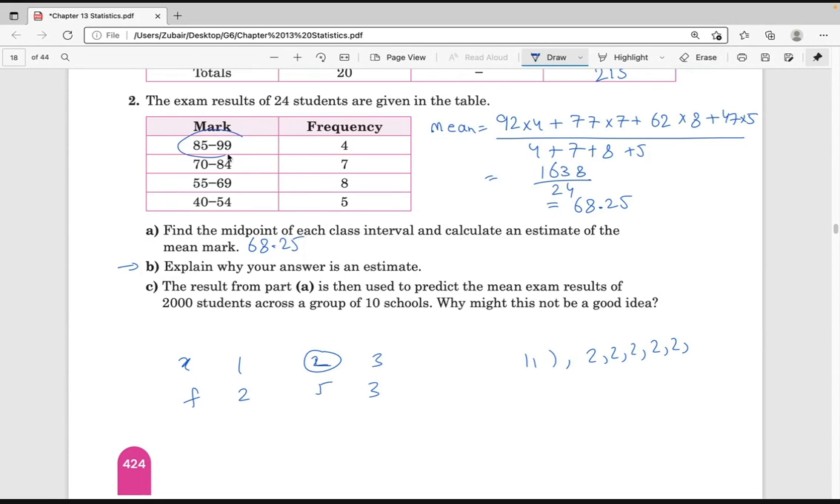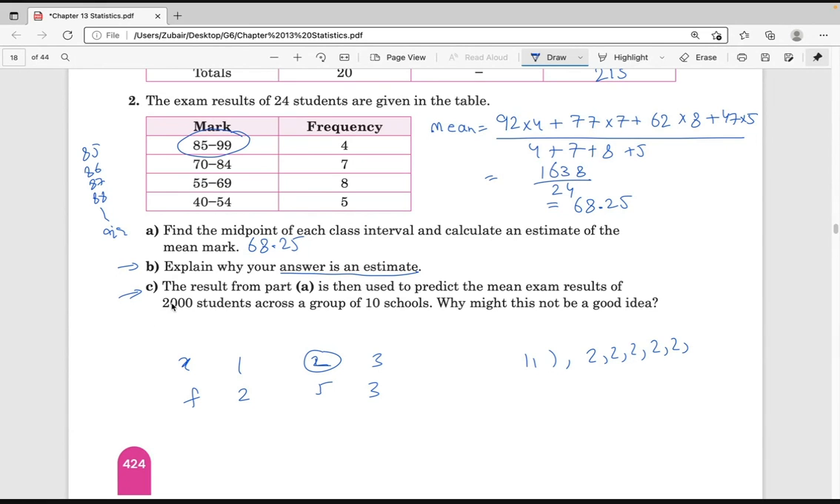But when I look at this class 85 to 89, I never know the actual number is 85 or 86 or 87 or 88 up till 99. Is it so? Yes. So why is your answer an estimate? Because we do not have the actual data and we are taking the average of the given class.